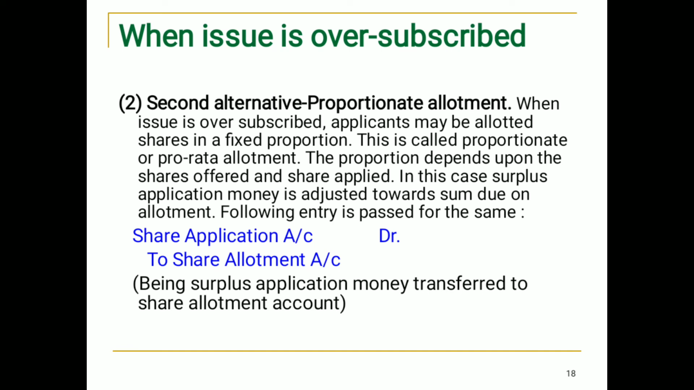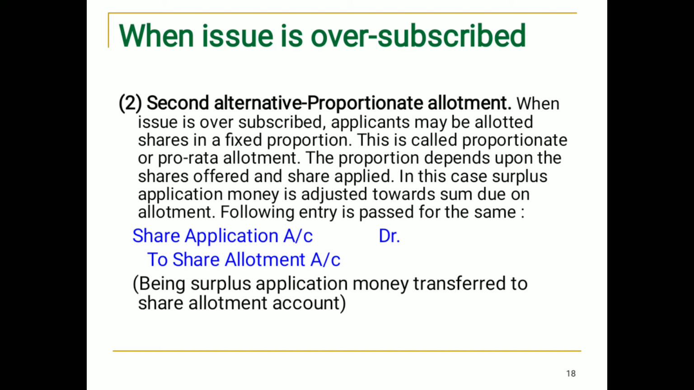When issue is oversubscribed, applicants may be allotted shares in a fixed proportion. This is called proportionate or pro rata allotment. We are also going to have sums for pro rata allotment. The proportion depends upon the shares offered and shares applied. In this case, surplus application money is adjusted towards sum due on allotment. This simply means that the excess applications, instead of rejecting them, that amount will be kept in the company and will be adjusted for the next call, which is of share allotment.